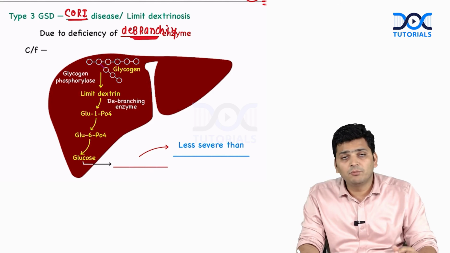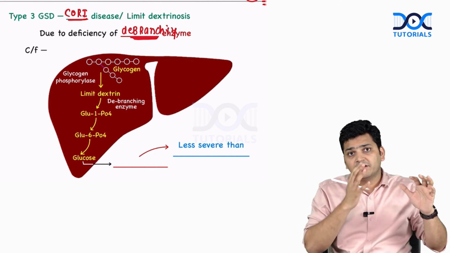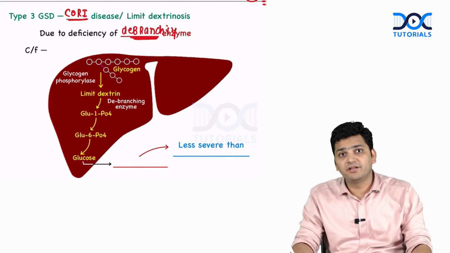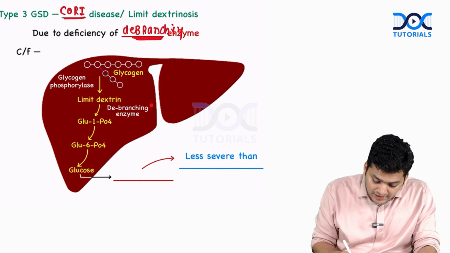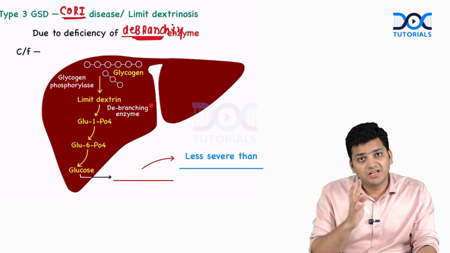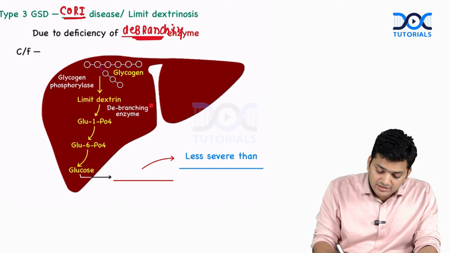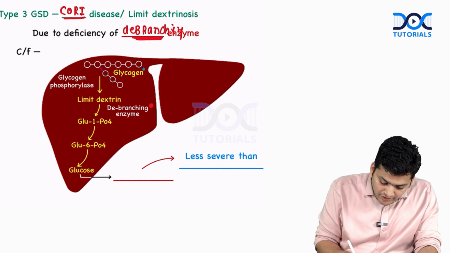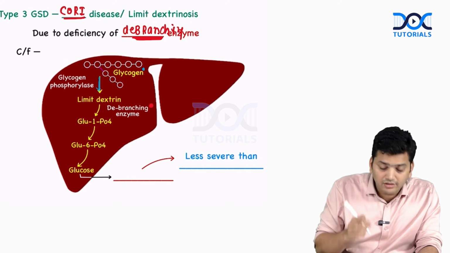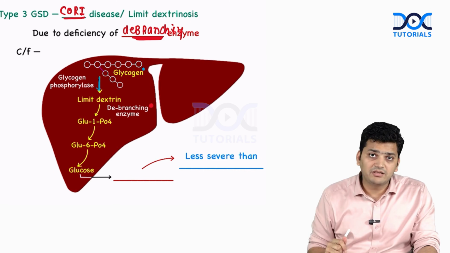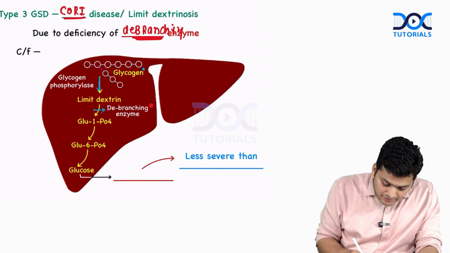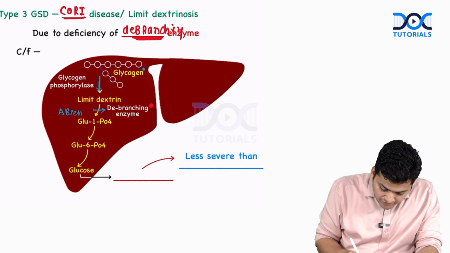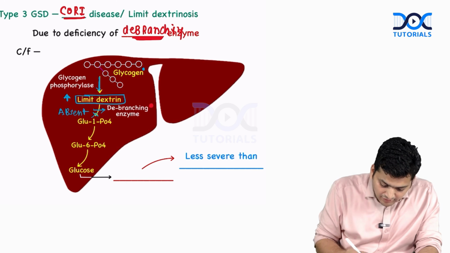Do you remember how the process happens? Glycogen phosphorylase cuts, then ultimately the branching point is exposed. To cut the branching point, we require the debranching enzyme. If the debranching enzyme is not there, we can't cut the branching point. Normally when we cut the glycogen with the help of glycogen phosphorylase, you will reach till this branching point. If you are unable to cut because the debranching enzyme is absent, we can't cut it.